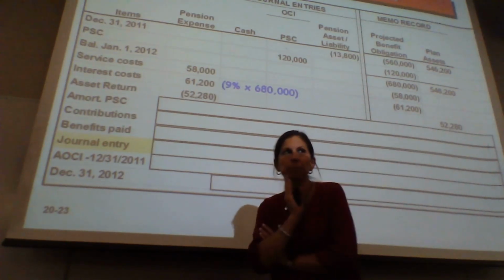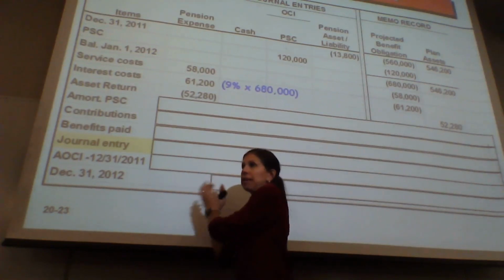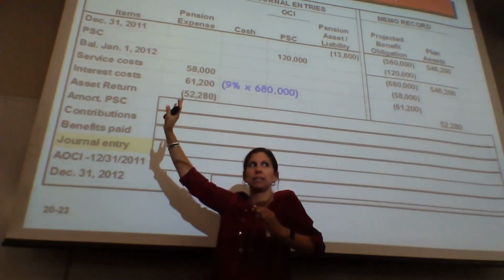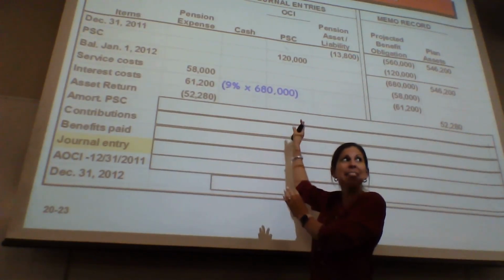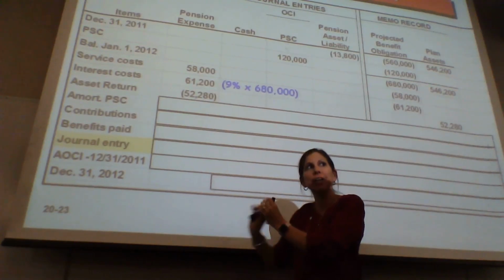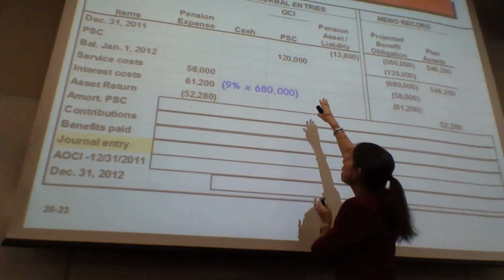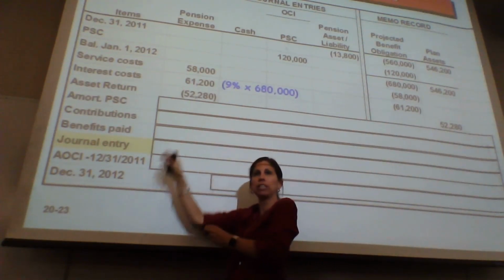So the idea with the prior service cost is don't put it all in pension expense in the first year. Don't increase your pension expense by $120,000. Wait until, put it all in OCI, and then little by little put it into pension expense instead of all at once. So we put the big amount of 120,000 in there, and then little by little we're going to amortize it into pension expense.